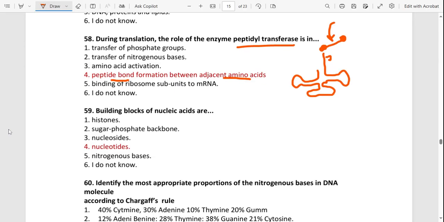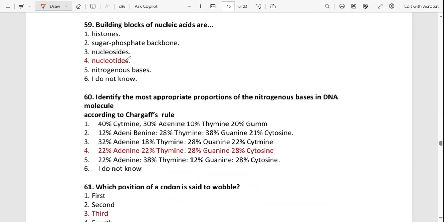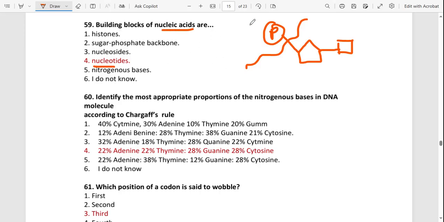The building blocks of nucleic acids are nucleotides. What's a nucleotide? You have a phosphate, a pentose sugar, and a nitrogenous base. Minus a phosphate, we call that a nucleoside, but nucleic acids, DNA and RNA, are made of nucleotides.